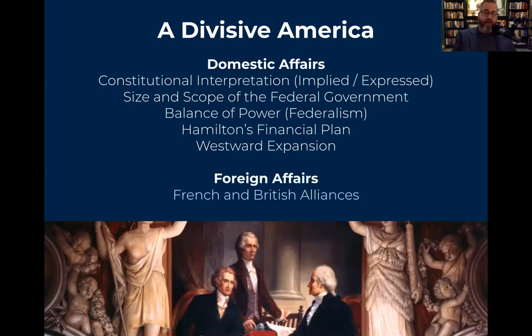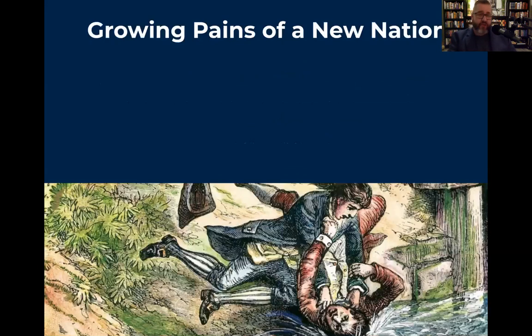And let's couple that with one of the key battles between Alexander Hamilton and Thomas Jefferson, and that is over the French and the British issue: supporting the French Revolution for all that they did for us, or supporting the British. But then the British are going to impress us on the high seas, and that's going to create all kinds of problems with us domestically. So the growing pains of the new nation are immense.